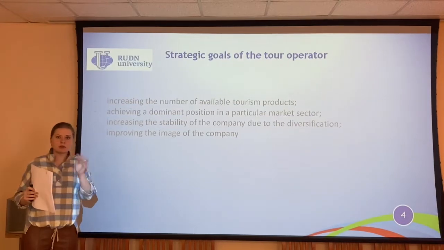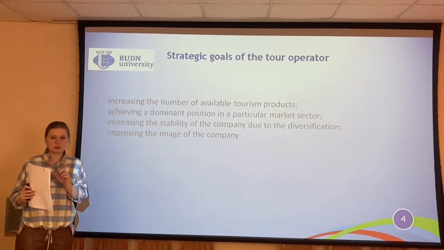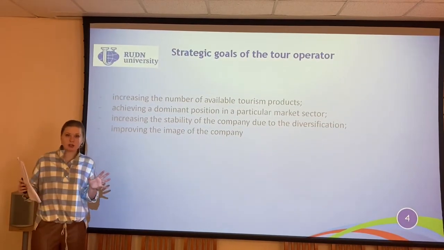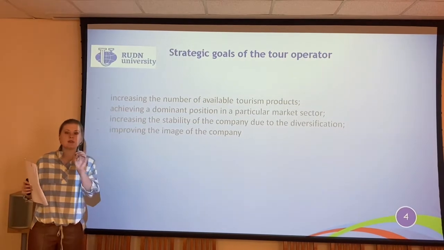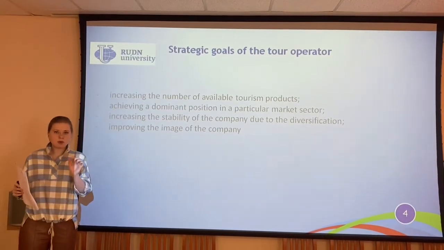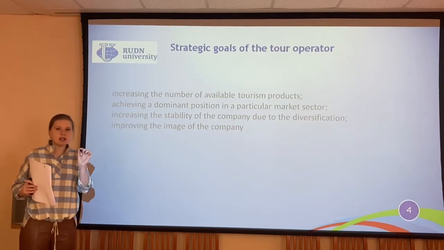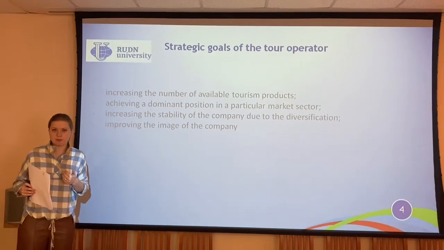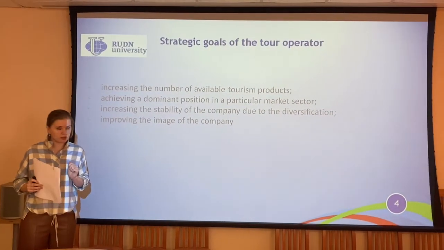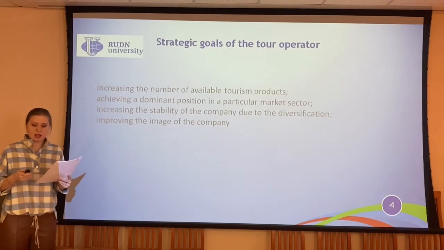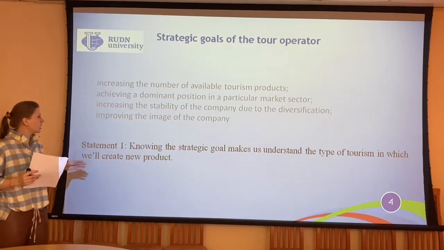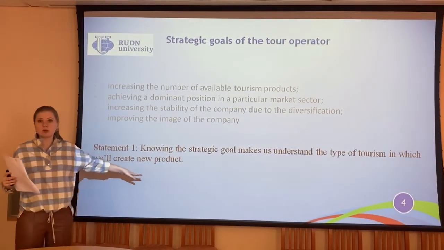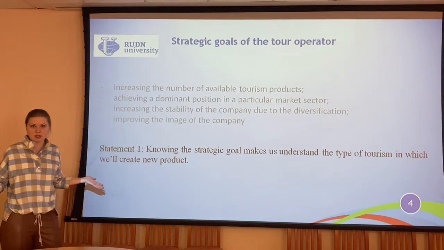After that, when the company knows its goals, it knows the type of tourism in which it would create its product. This is very important for us. The type of the product follows from the general strategy and the goals of the company. This is the first step. Next, knowing the strategic goals makes us understand the type of tourism in which the tour operator can create its product.